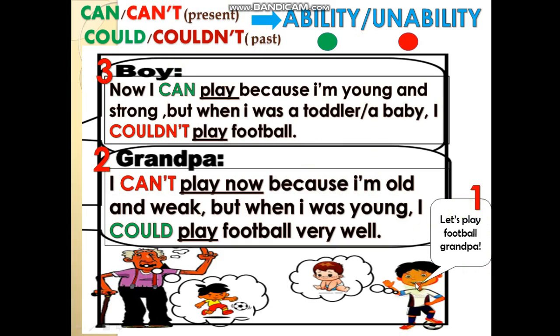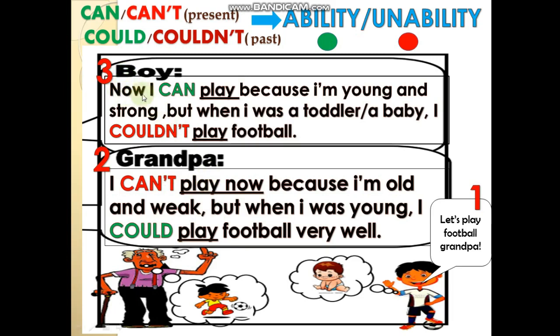We have a boy, he wants to play football and he invites his grandfather, his very old grandfather. He says to him, let's play football, grandpa. The grandpa: I can't play now. I can't play now. ما عنديش القدرة أنني نلعب ده. Because I am old and weak. But when I was young, when I was, في past, I could play football very well. Okay? Donc, دابا في present, I can't play. في past, I could play.